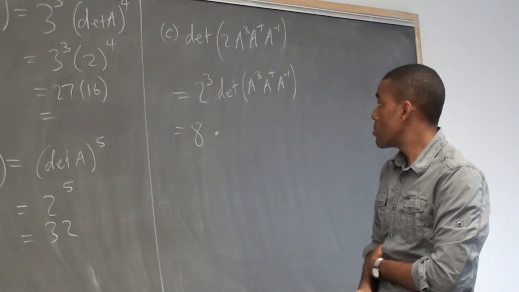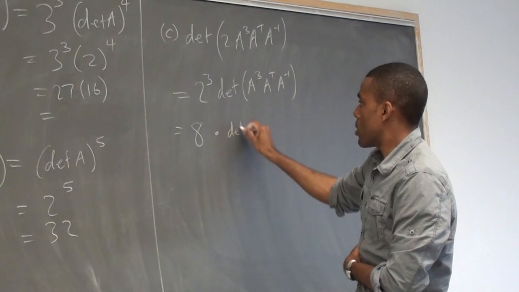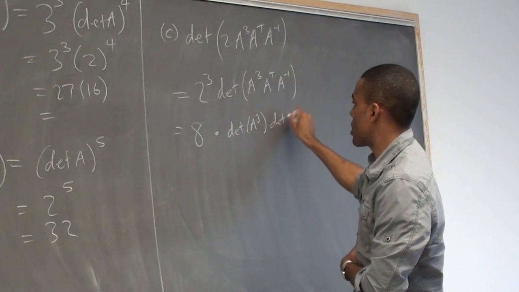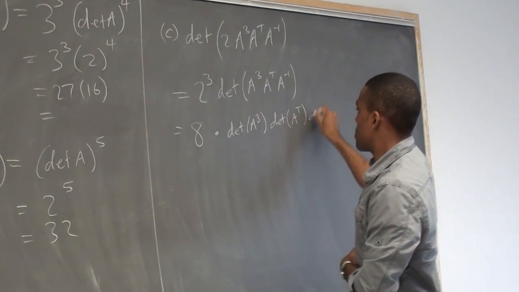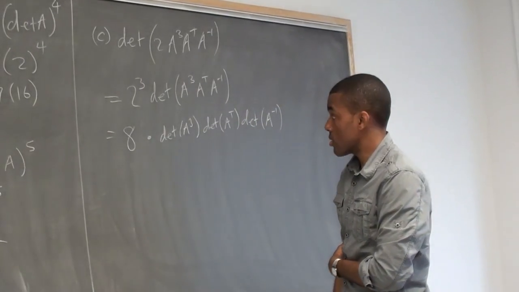It's 2 to the 4th now, right? I don't remember what property, but we just multiply them, right? It will be this times the determinant of this times the determinant of that, because determinants distribute across products.